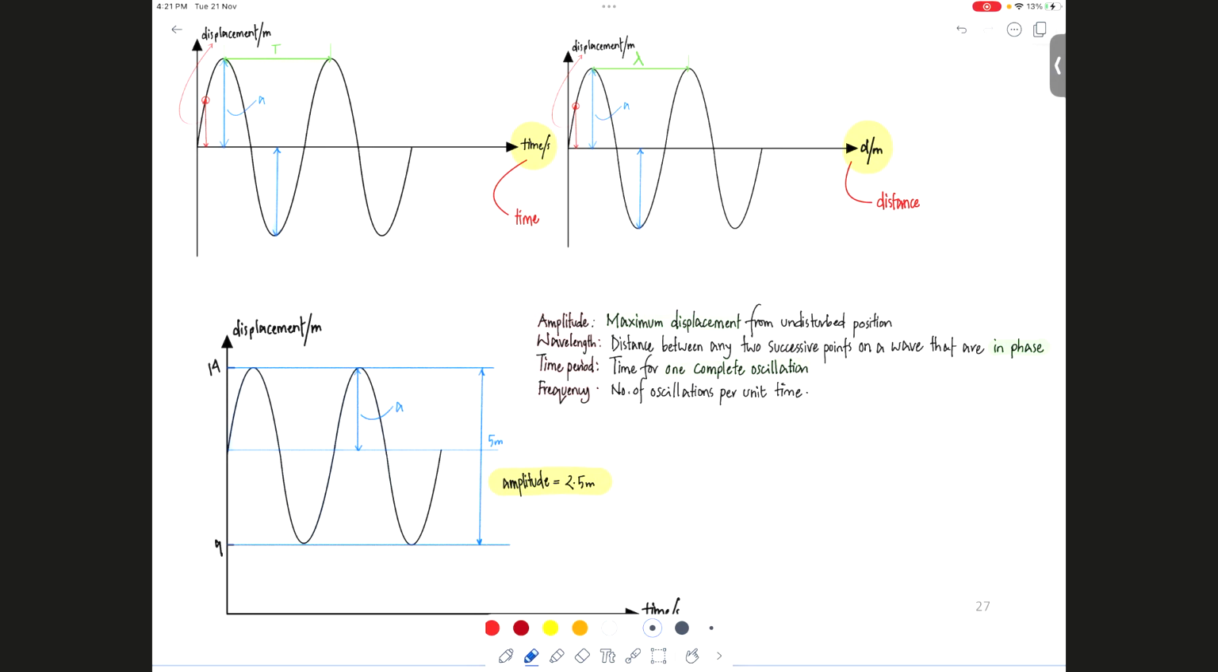Phase difference. Yeah, phase difference. Phase difference is a new chapter, entirely separate. That's the most important topic that we have.